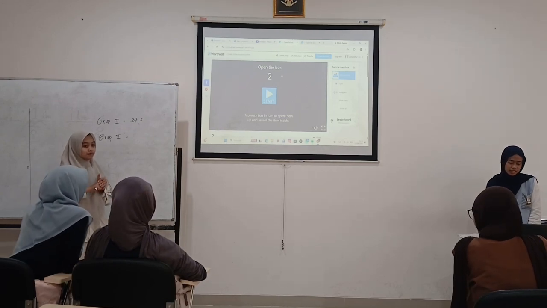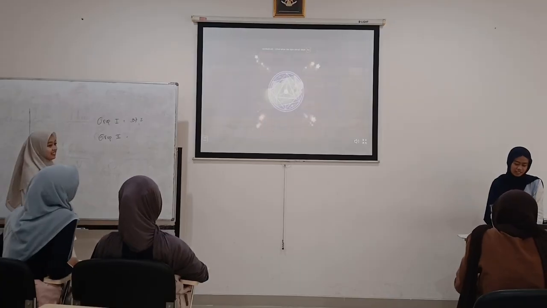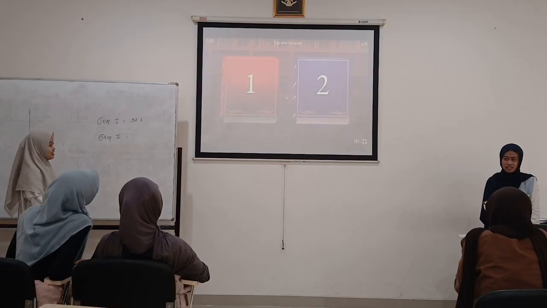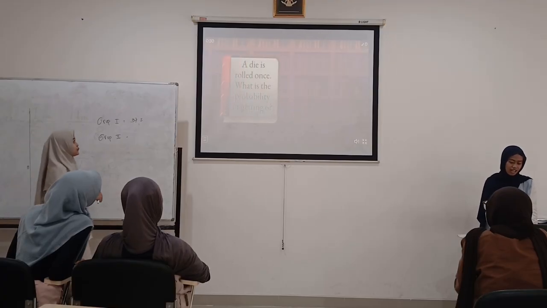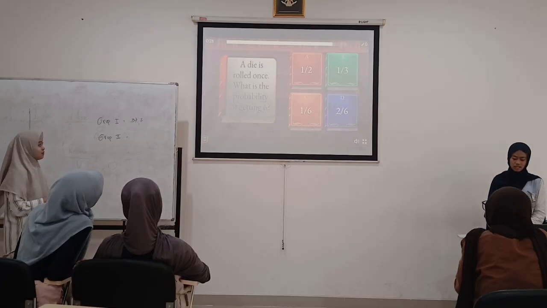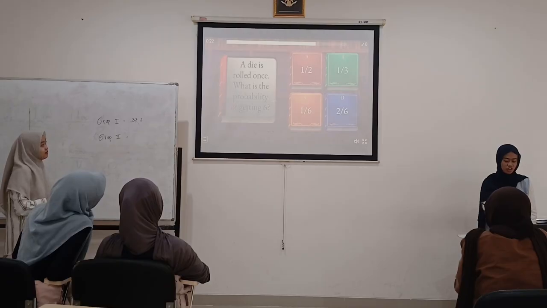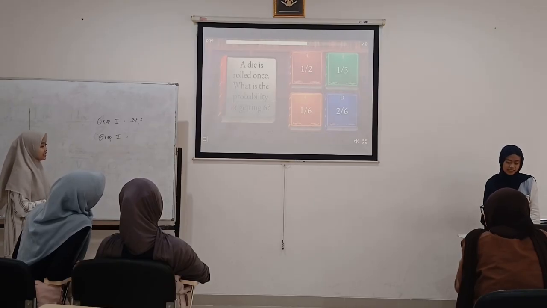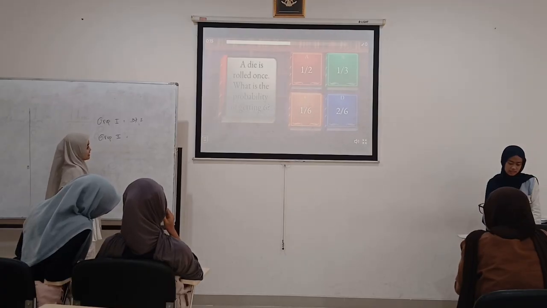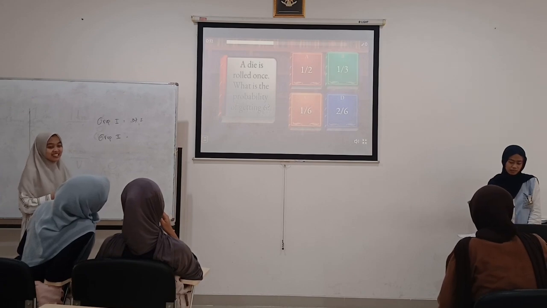Ready? Let's start. Okay. 1 or 2 first? 1. Okay. A die is rolled. What is the probability of getting 6? A, B, C, or D? Time. C. Okay.